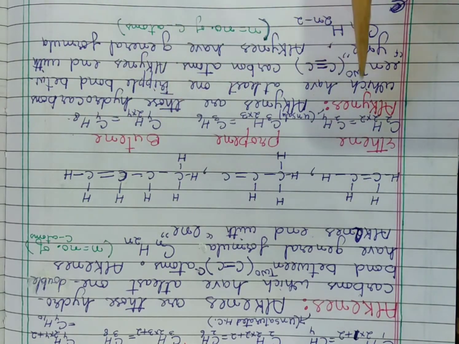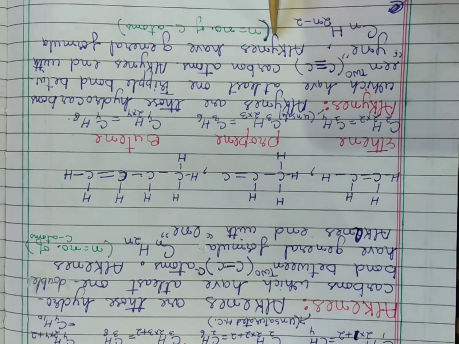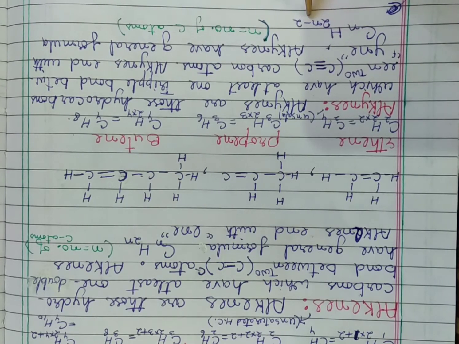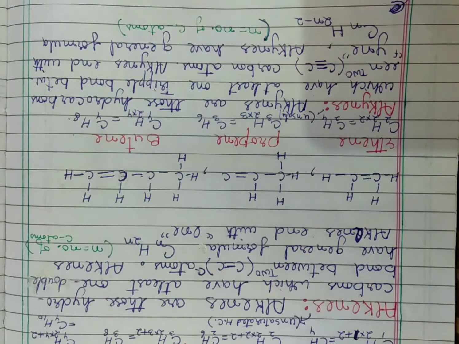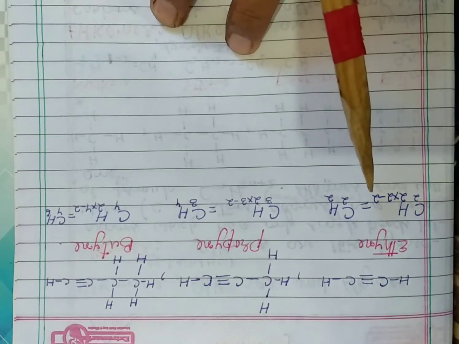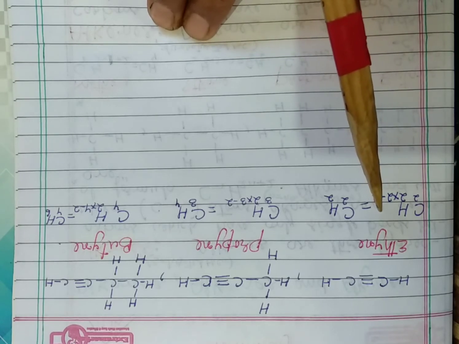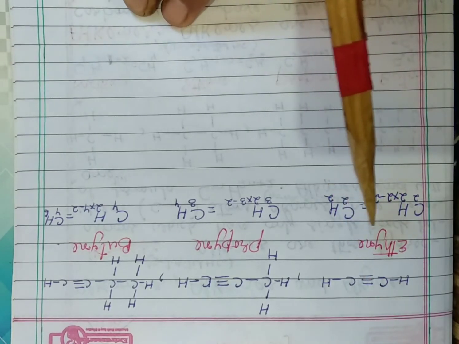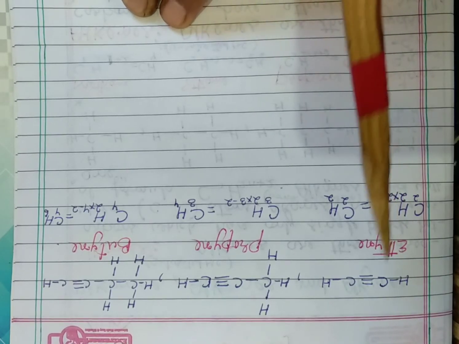Dear students, next term is alkynes. Alkynes are those hydrocarbons which have at least a triple bond between two carbon atoms. Their general formula is CnH2n minus 2, and they end with the suffix yne. Just as the first member of the alkene family is ethene, the first member of the alkynes is ethyne. Methane is not stable here either, because you cannot satisfy the valency of carbon there.